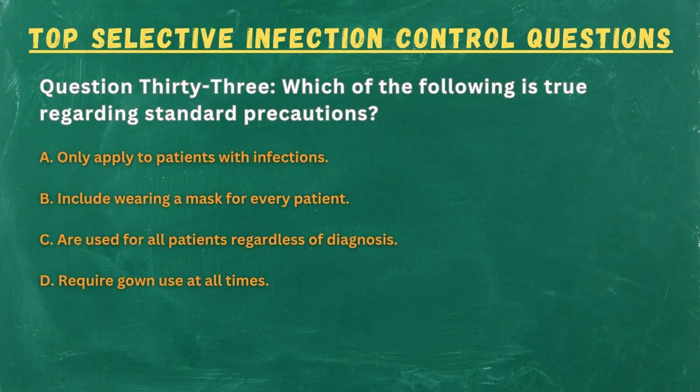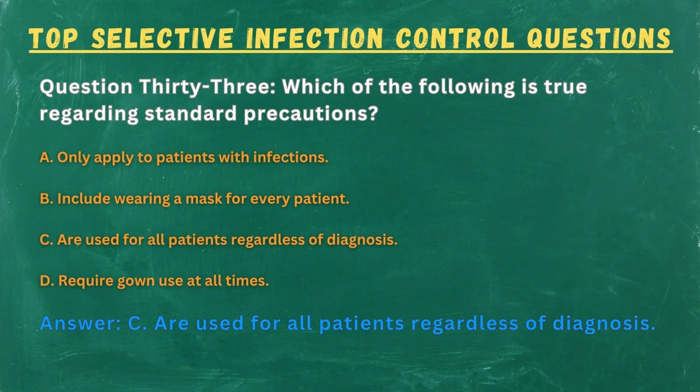Question 33. Which of the following is true regarding standard precautions? A. Only apply to patients with infections. B. Include wearing a mask for every patient. C. Are used for all patients regardless of diagnosis. D. Require gown use at all times. Answer. C. Are used for all patients regardless of diagnosis.